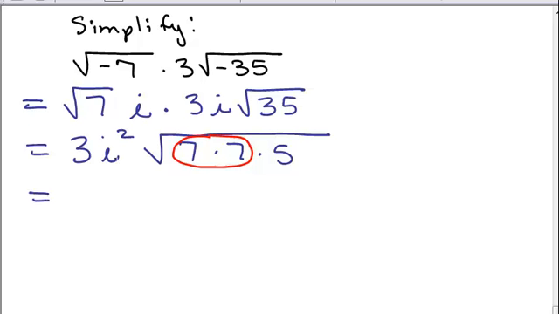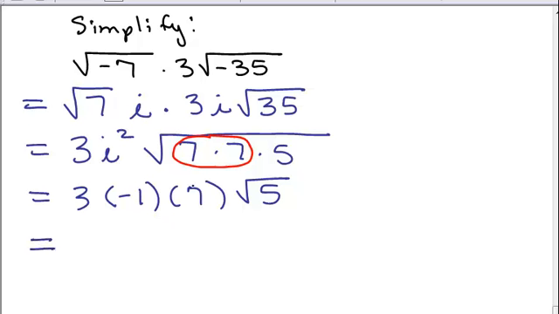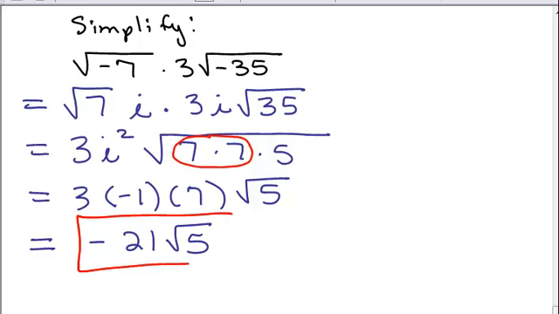So I have 3 times, now i squared, that's the number -1. Out of this square root, a 7 comes out, so I get a 7 coming out, and I'm left with that square root of 5 inside. So notice I end up with a real number, but it's a negative number because that i squared made it -1. There's no i left in the problem. So I have 3 times -1 times 7 is -21, and I have the square root of 5. And that is our simplified answer.